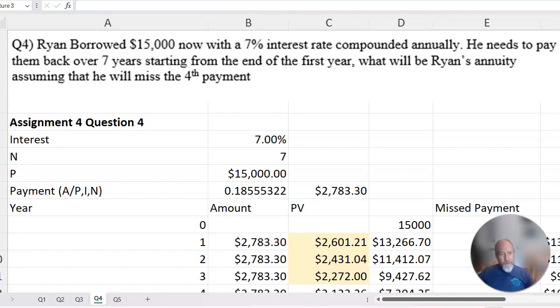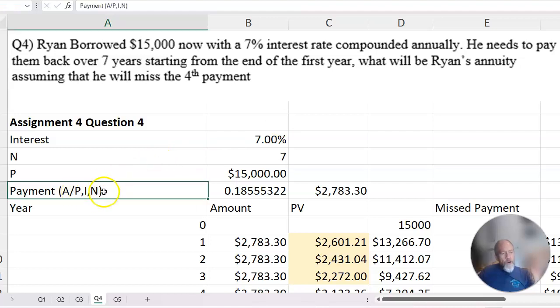The way this reads with the annuity whole thing here, he borrowed $15,000 at 7% interest. He pays it back over 7 years. How much is he going to owe in year 7 is what we're really asking. All right, well, first thing you're going to do is figure out, okay, he's not planning on missing the 4th payment, so let's first calculate what his payments will be. All right, that's A over P.